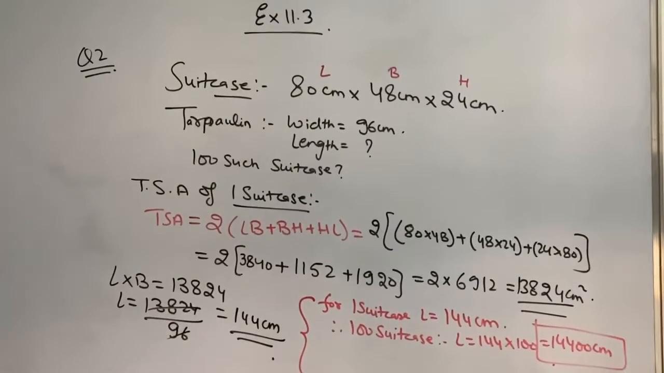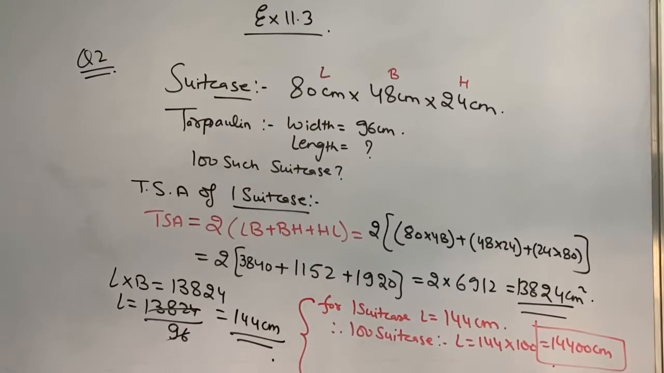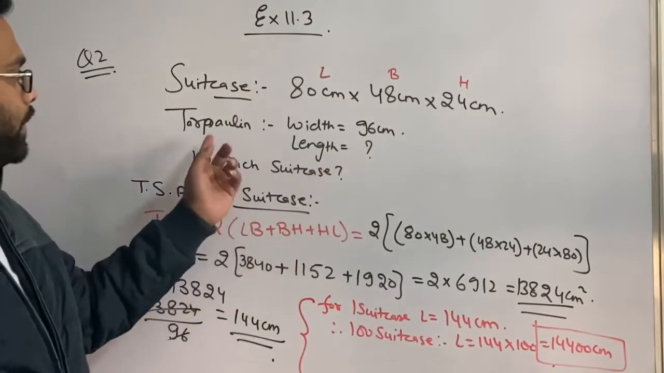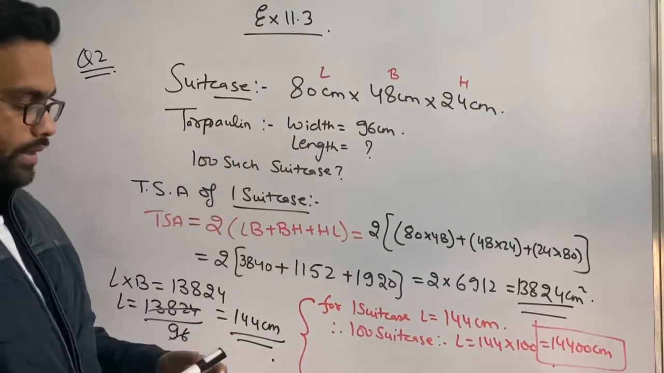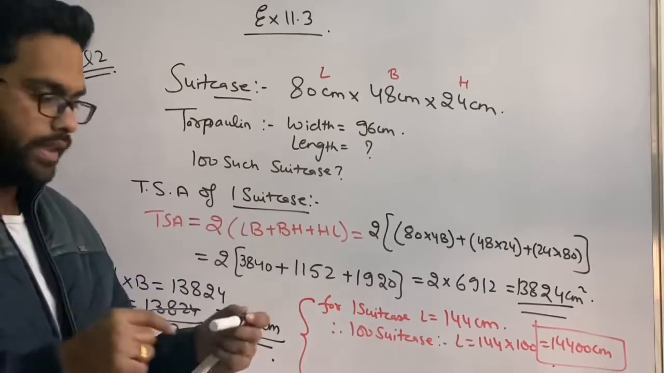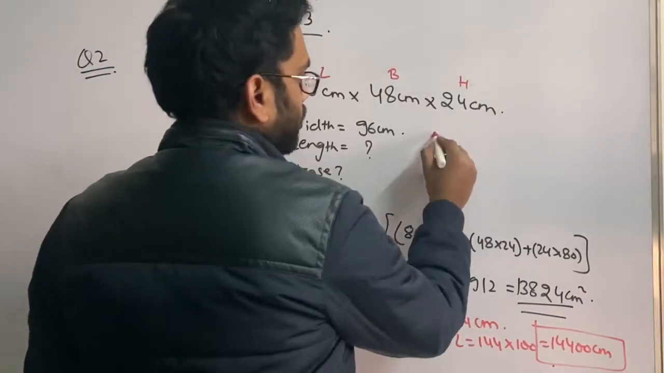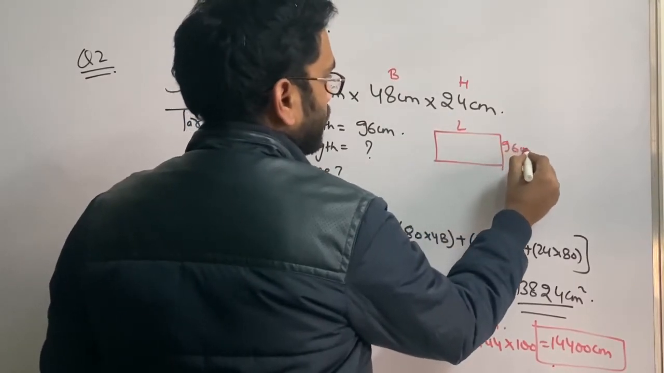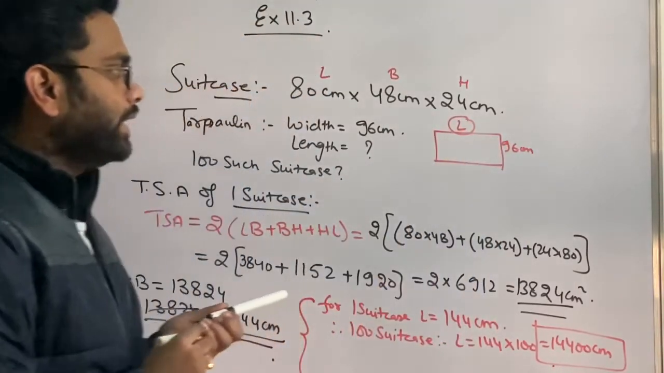Okay, so I hope you are clear with the answer. Suitcase का length breadth height दिया हुआ है. This is tarpaulin. Tarpaulin is like something एक कवर के तौर पे है, जैसे कि suppose this is a tarpaulin. ये लेंथ है, ये 96 सेंटीमीटर है, तो मुझको क्या निकालनी है, इसकी लेंथ निकालनी है.